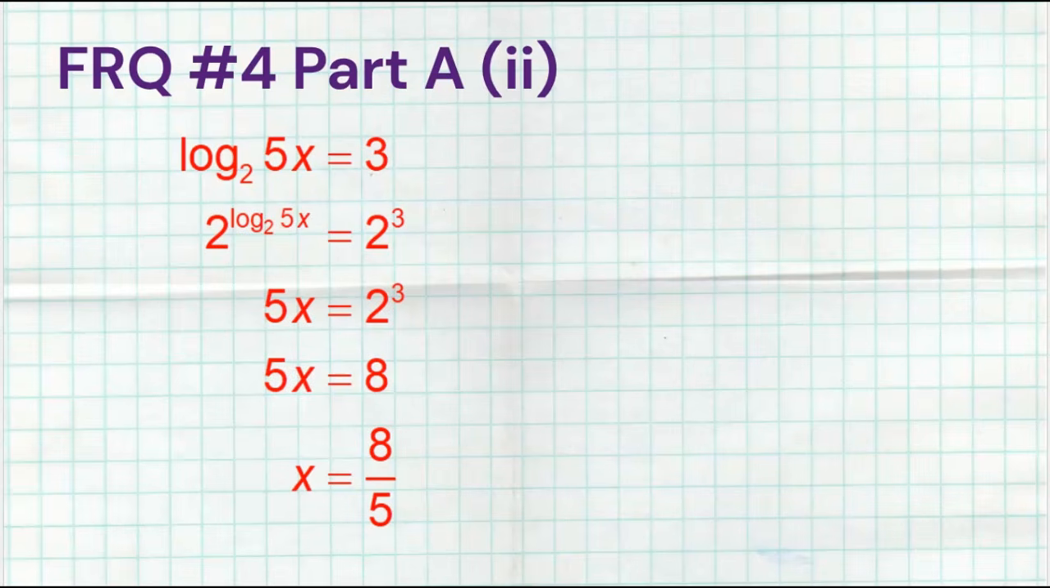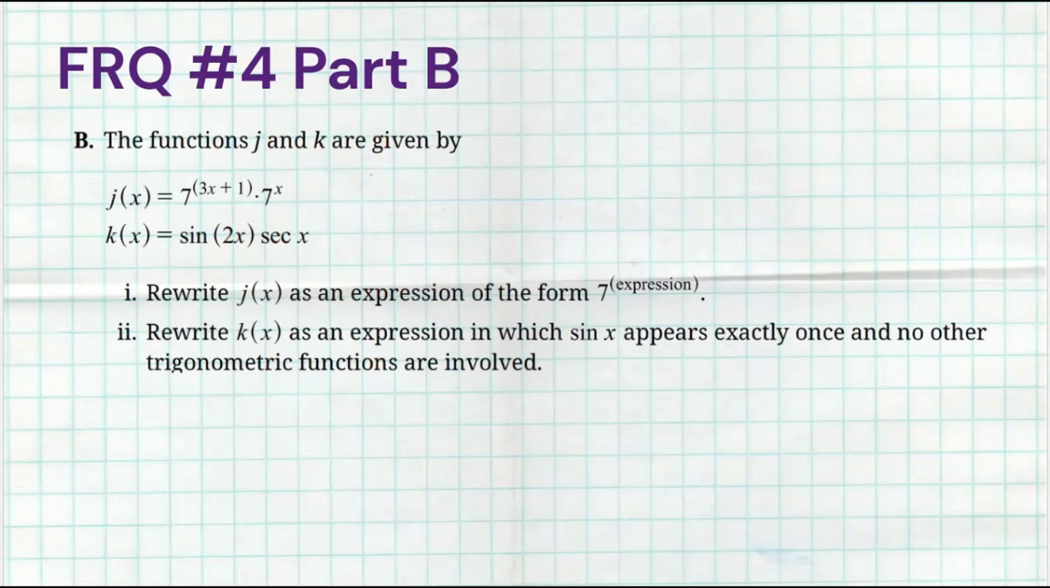Once again, 2 to the 3rd is 8, then divide by 5 for a final answer of 8 over 5. Both ways worked, all depending on how you were taught, but again, you must show work. All right, now moving on to part B, where we're not solving, we're going to be doing some simplifying.